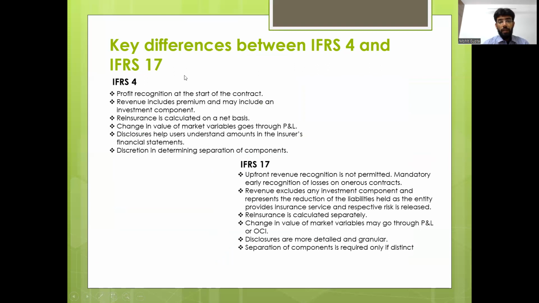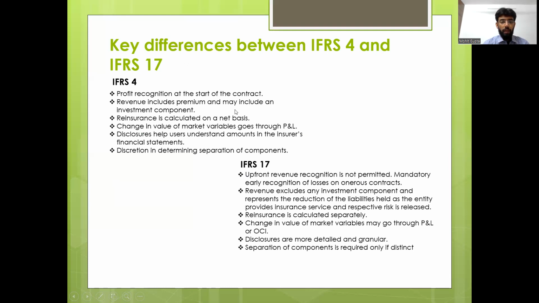The next key differences between IFRS 4 and IFRS 17. IFRS 4, profit recognition at the start of the contract, which is the critical point that we have to look into in previous IFRS 4. So whatever valuation they are doing at the start of the first year, the whole profit for the future term of the contract, they are charging it into the profit and loss account at the end of the first year. Which is not logical. So under IFRS 17, upfront revenue recognition is not permitted. Mandatory early recognition of losses on onerous contracts.